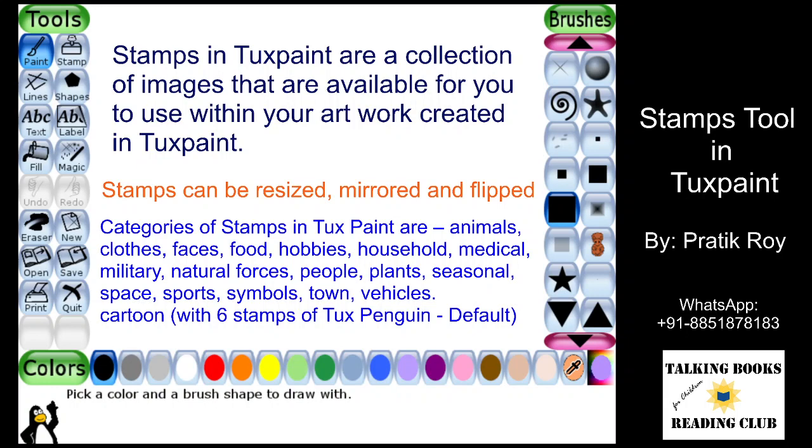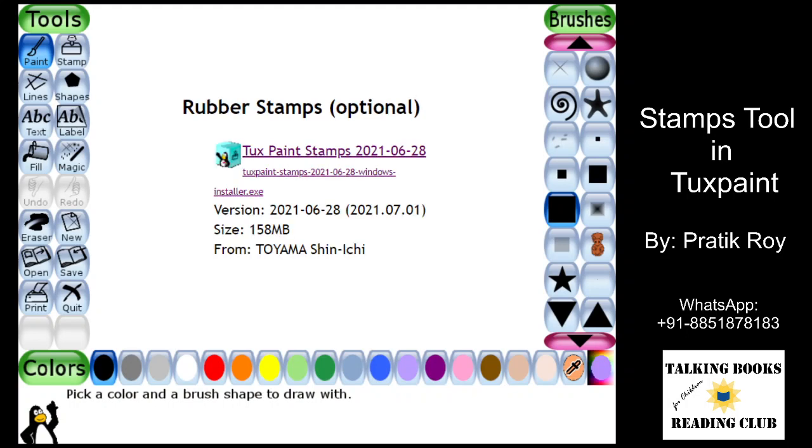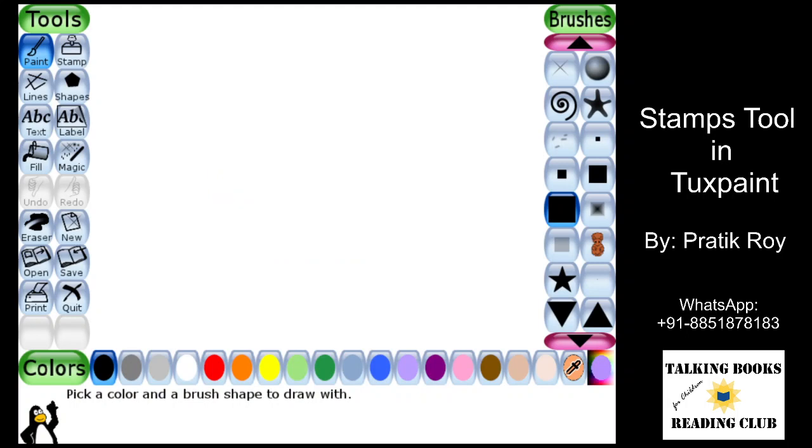Now, by default, when the stamps are loaded in TuxPaint, there are basically just the six penguin cartoons in the stamps collection. To be able to use these stamps of other categories, you will actually have to download them. And if you go to the TuxPaint website, you will be able to find these rubber stamps which are actually optional. You can download them and then install it. And once you've installed it, you will find that all the collections are there in your TuxPaint.